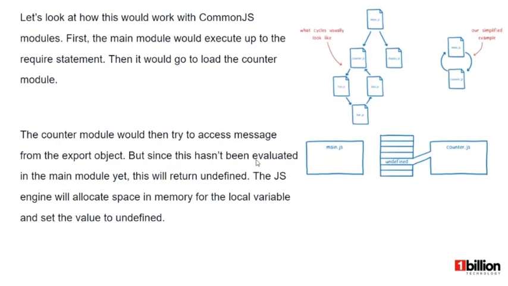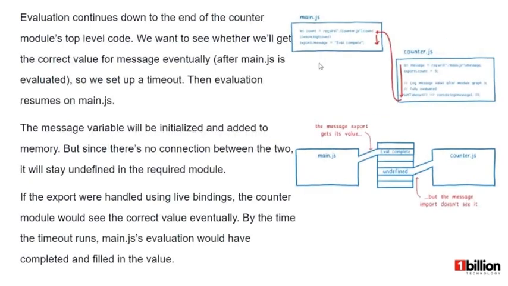So let's look at how this would work in a CommonJS module. First, the main module will be executed up to the require statement. Then it will go on to load counter. The counter module would try to access the message from the export object. But since this hasn't been evaluated in the main module yet, this will return undefined, and the JS engine will allocate space in memory for the local variable and set the value to undefined. So evaluation continues down to the end of the counter module's top level code.